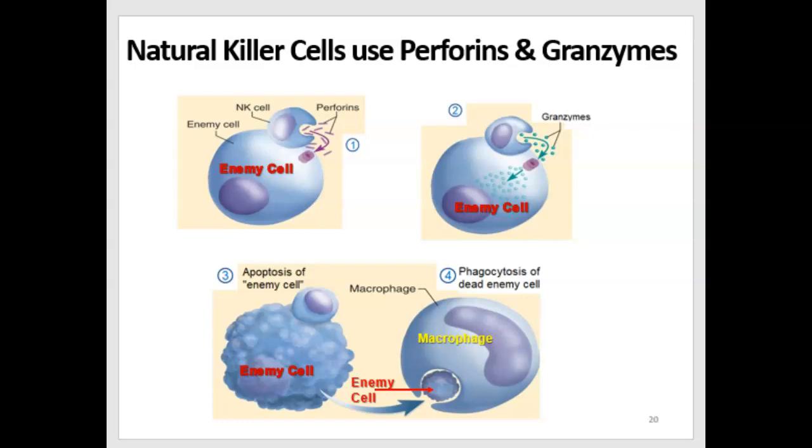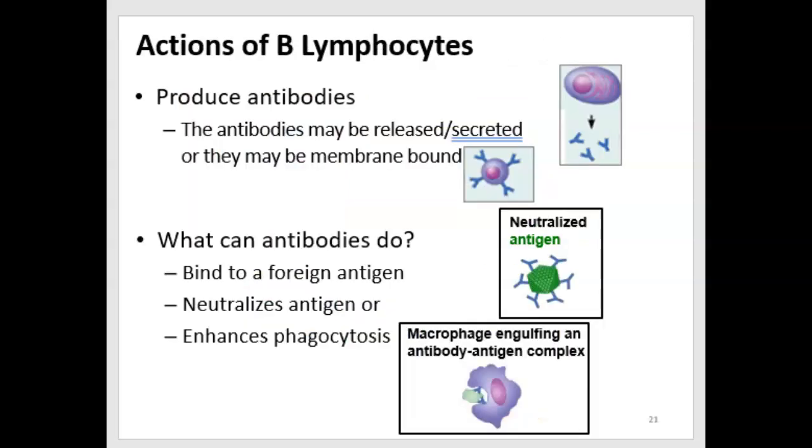Okay, now we're going to look at B lymphocytes. These lymphocytes mature in the bone marrow. They produce antibodies. These antibodies recognize foreign molecules that are freely suspended in body fluids, or the foreign molecules might be displayed on a cell.